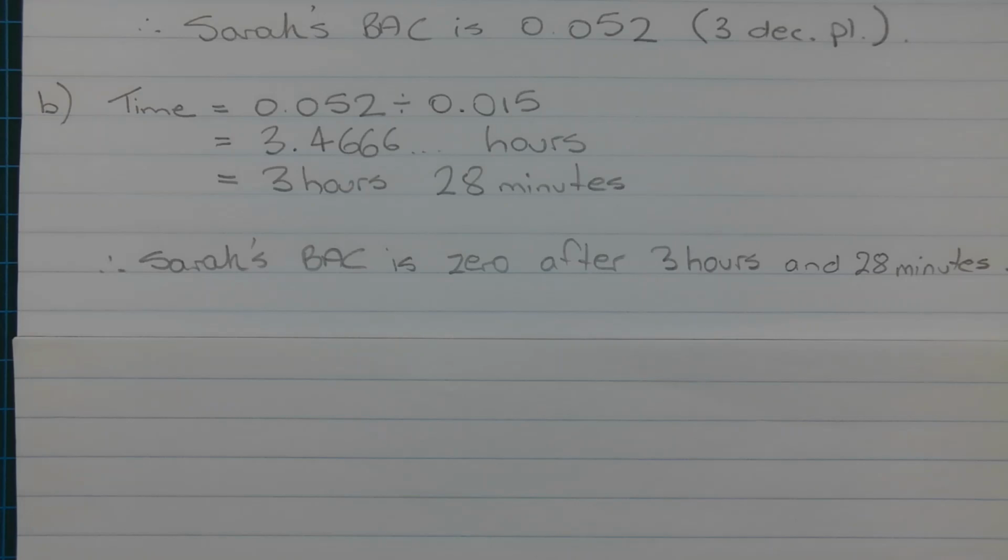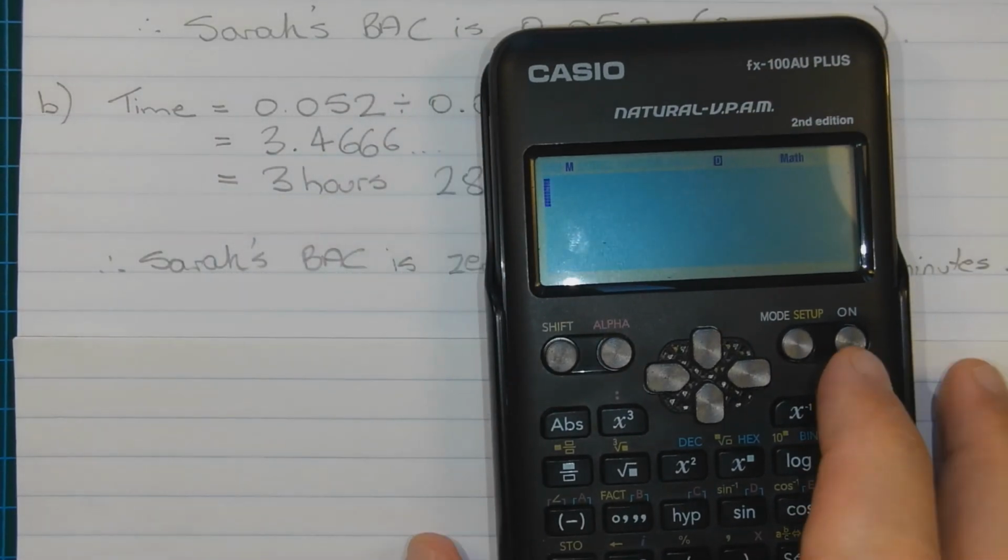But the question is asking for the number of hours and minutes for Sarah's BAC to return to 0. So we need to convert this value to hours and minutes, and we can use the degrees, minutes, seconds button on the calculator to do that. So we'll do that here.